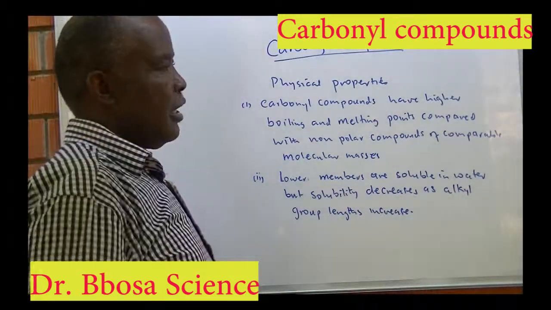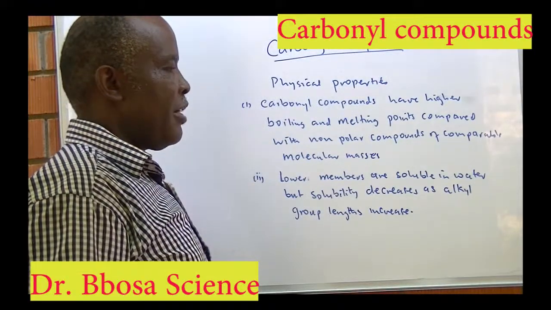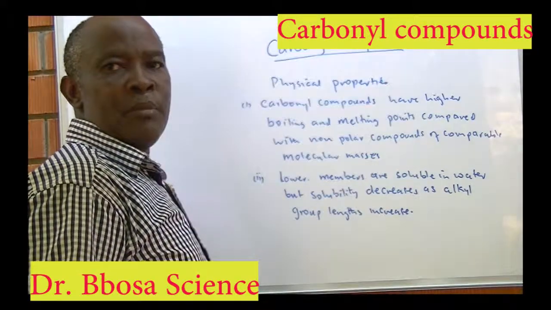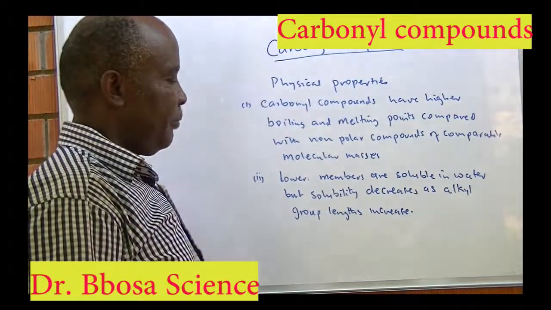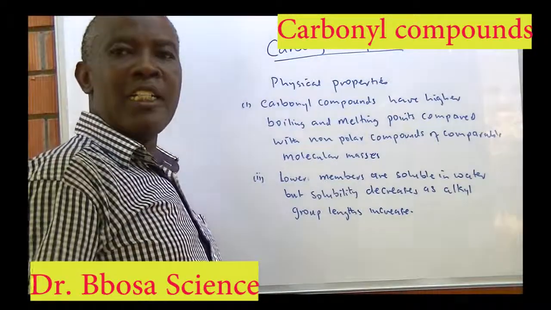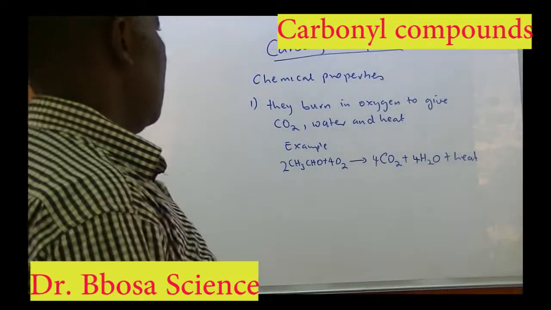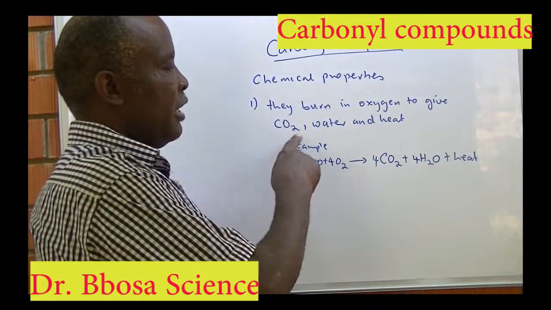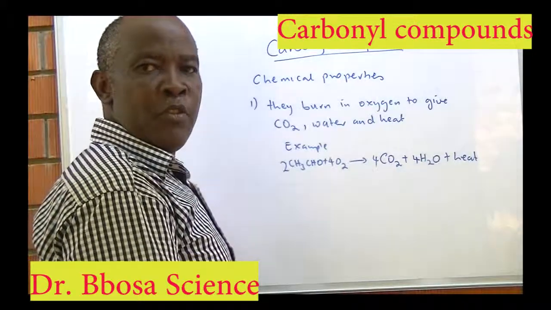Physical properties. Carbonyl compounds have higher boiling and melting points compared to non-polar compounds of comparable molecular masses, because they interact by dipole-dipole interactions. Lower members are soluble in water, but solubility decreases as alkyl group lengths increase. Chemical properties: 1. They burn in oxygen to give carbon dioxide, water and heat. Because they give out heat, they can be used as fuel.